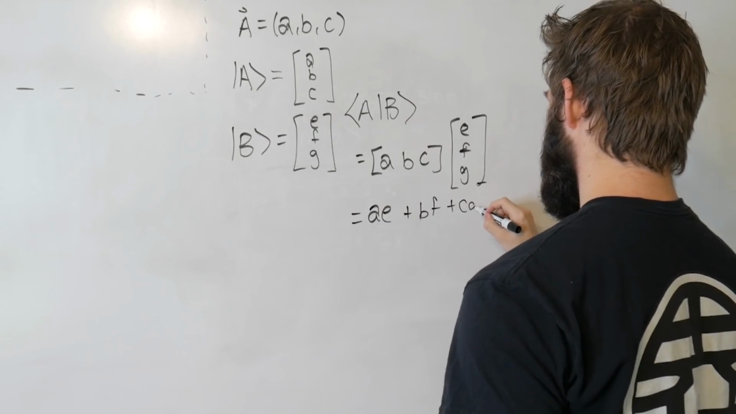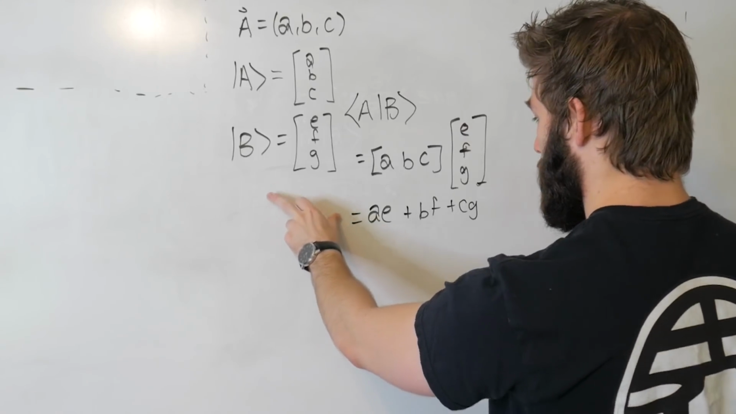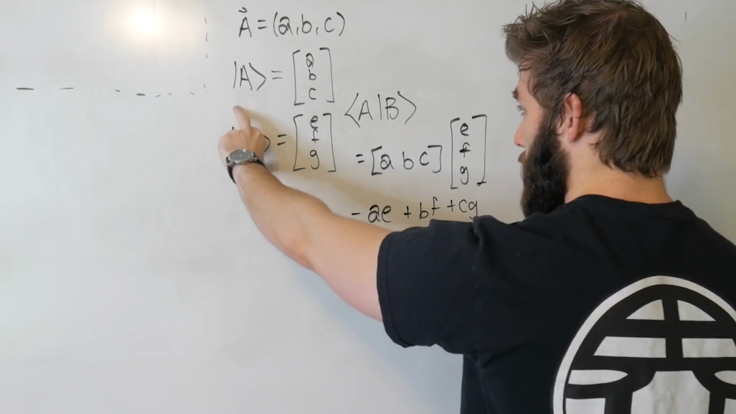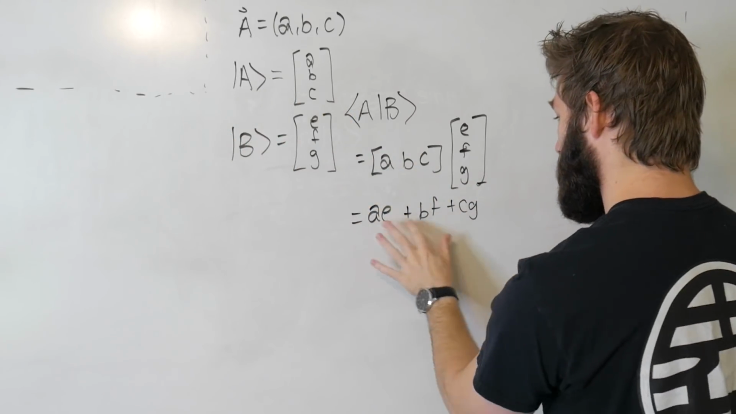plus CG. And this is sometimes known as the contraction, because what we're doing is taking two vectors and contracting the components into one number. Because this is all just going to be one number at the end.